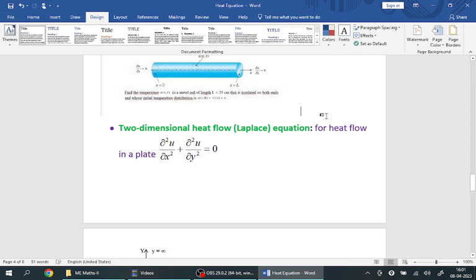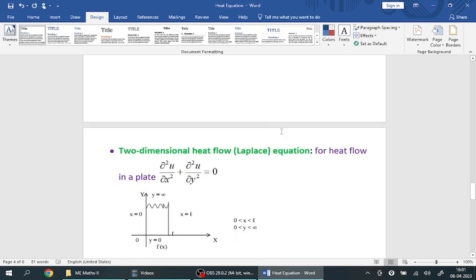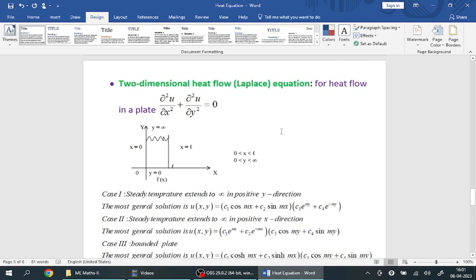Here I will show you one more problem, one last problem for two-dimensional heat flow. Two-dimensional heat flow is the third application of a partial differential equation, and that equation is also known as the Laplace equation. It is a Laplace equation.